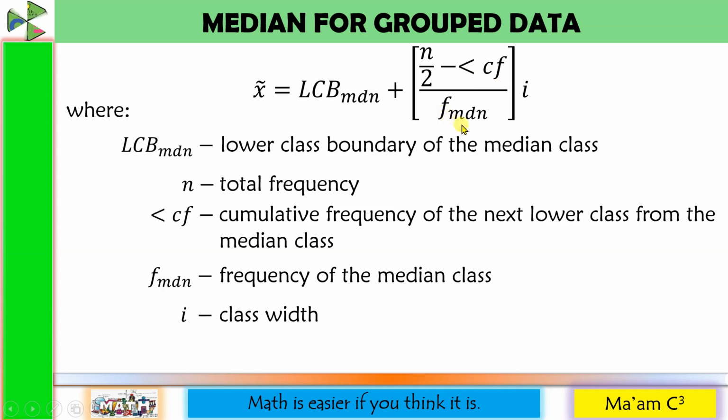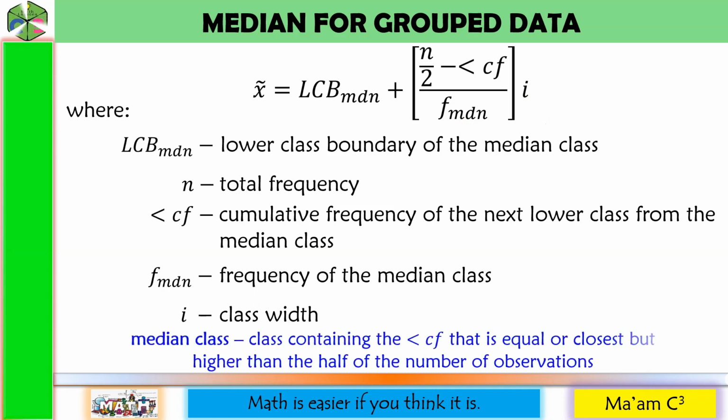F sub MDN is the frequency of the median class, and I is the class width. Now, we have to determine first the median class. And the median class is the class containing the less than cumulative frequency that is equal or closest but higher than the half of the number of observations.